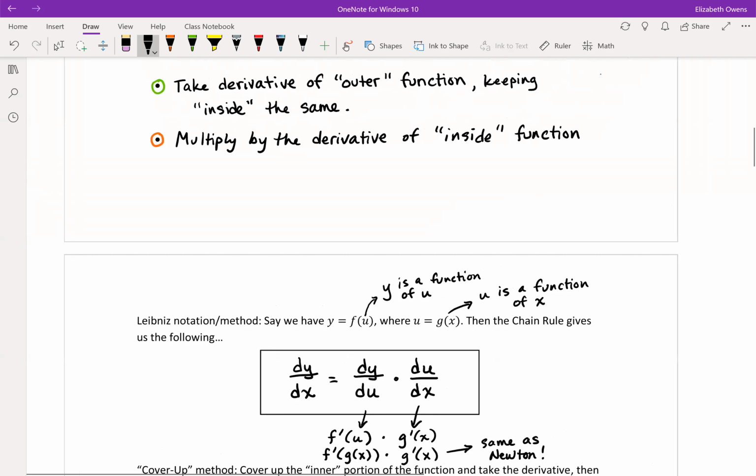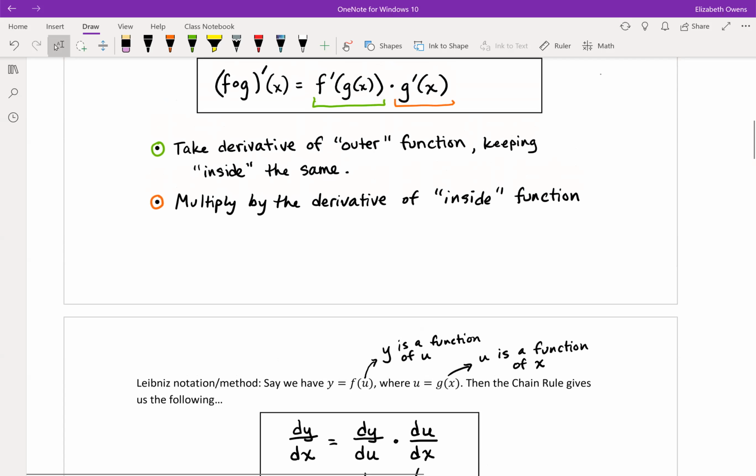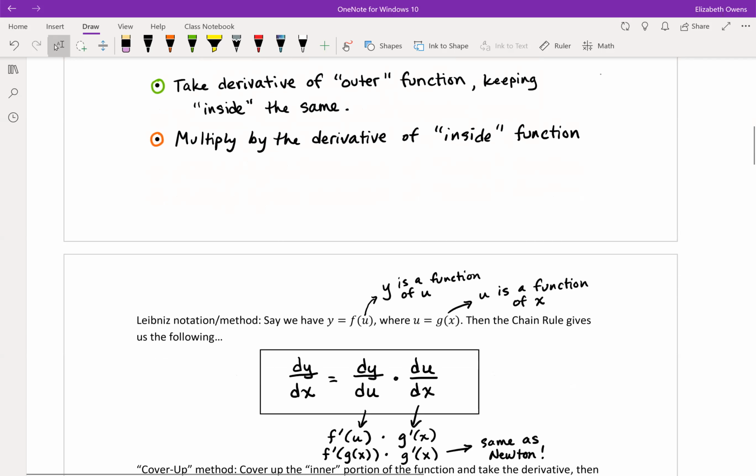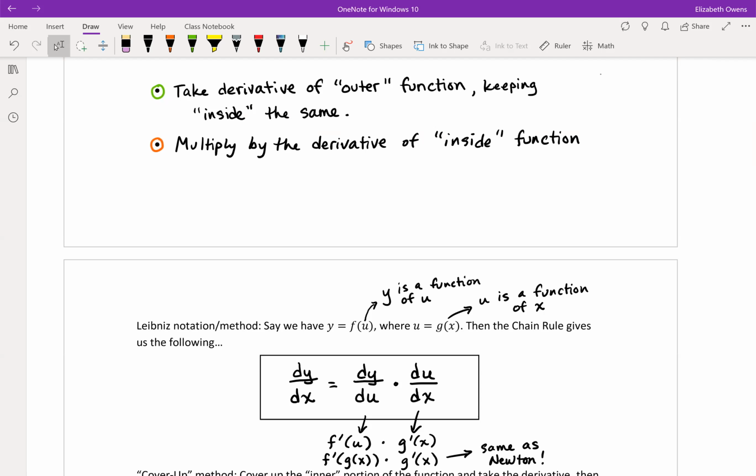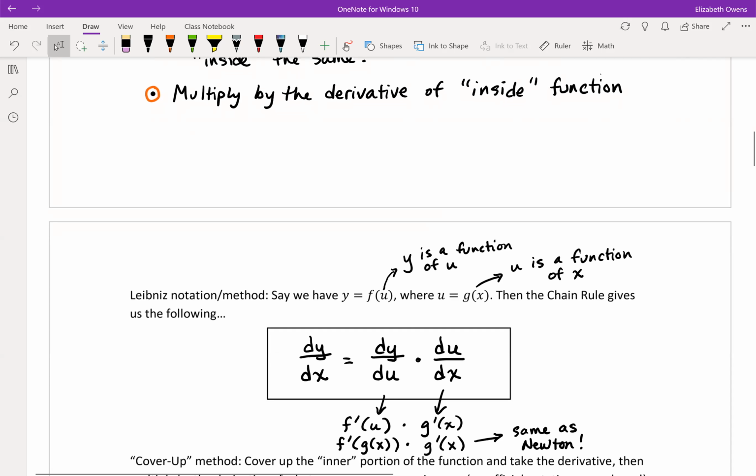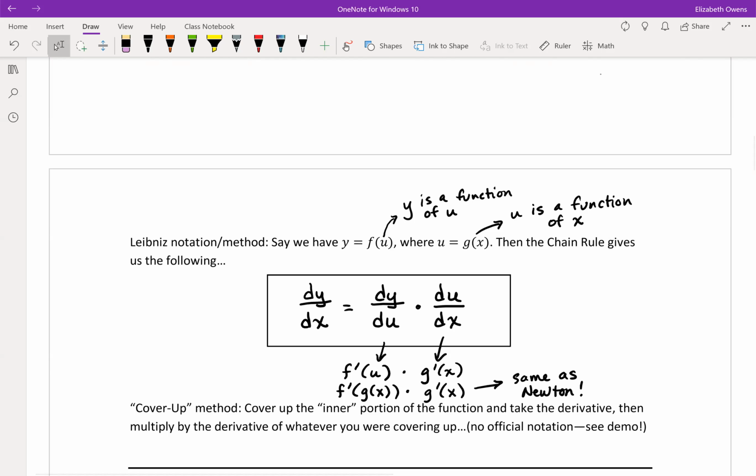So yeah, that's all we're doing there. f prime of g of x times g prime of x. Okay, just in different notations. And then there's one more kind of method or approach to this.